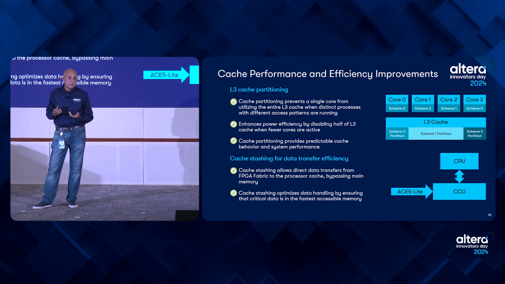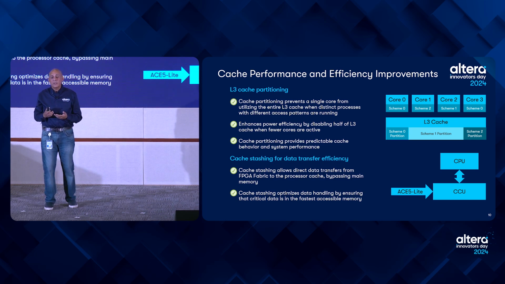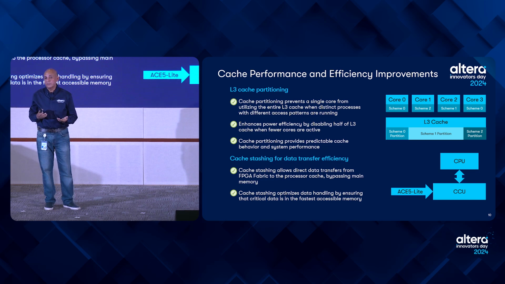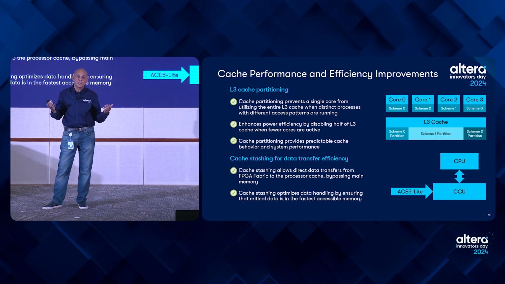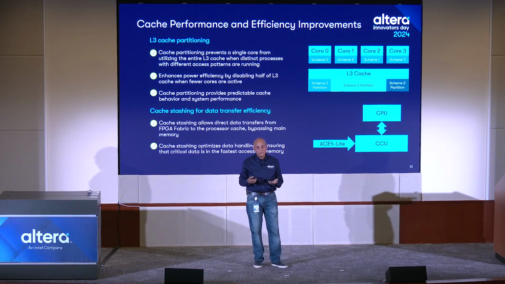The other feature that is available is cache stashing, and it's for data transfer efficiency. Cache stashing allows the FPGA fabric to directly write to the cache lines of the processor subsystem. So you can directly write to it, and you can make the data that you're using, the most critical data, be most efficiently handled by the processor, right? So you basically enable the application to access the data in a much more efficient manner. You essentially bypass the main memory, right? So that feature is also available for you to use in Agilex.